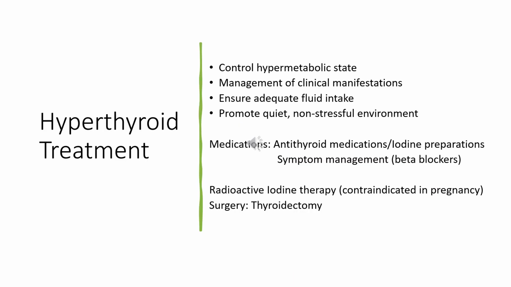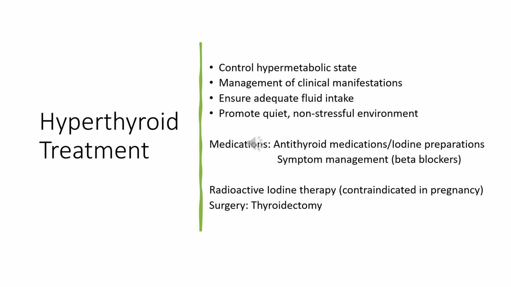Well, what do we do? What do we do if people have way too much thyroid hormone? We're concerned because we've got that hypermetabolic state. We need to manage the clinical manifestations. We have to look at fluid intake and promote a quiet, non-stressful environment. Typically, we give anti-thyroid medications and iodine preparations. We want symptom management, so possibly beta blockers. And probably a thyroidectomy. It depends on how bad it is.